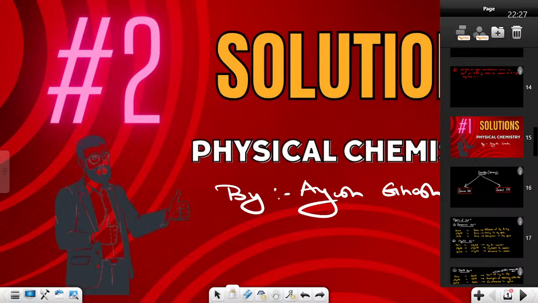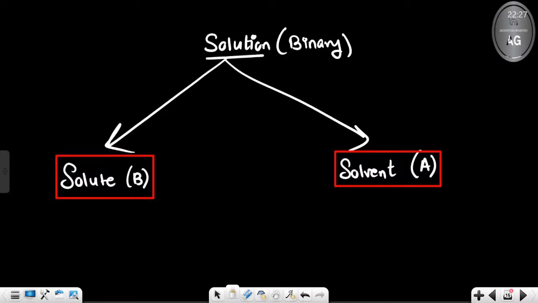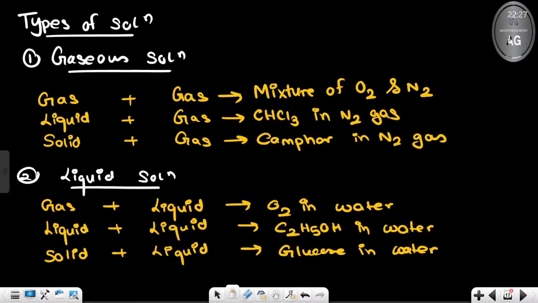So in the last class we studied the basic idea of what a solution is. If it is a binary solution, it will have two components, solute and solvent. Solute I will represent with B, and solvent will be A. Next, types of solution. This is just for your memorization. It will not be asked in the exam.